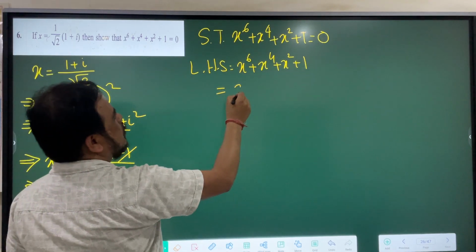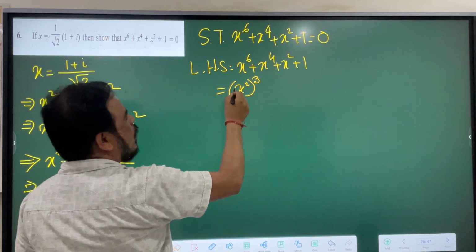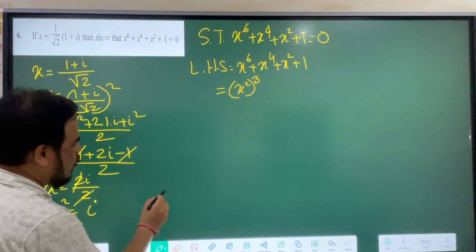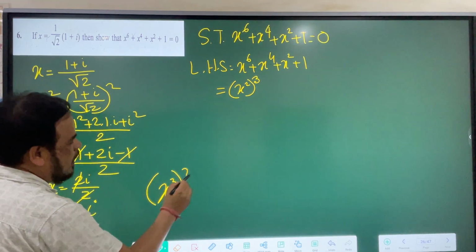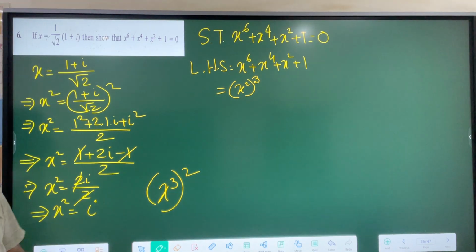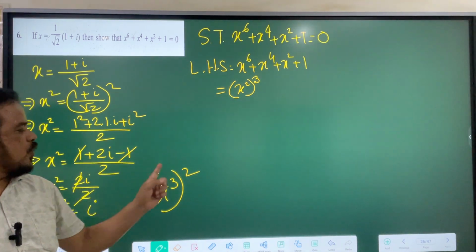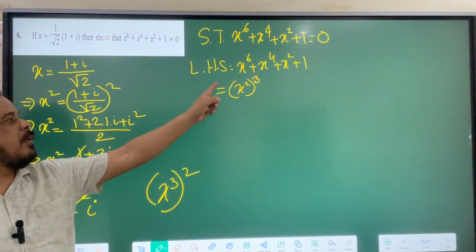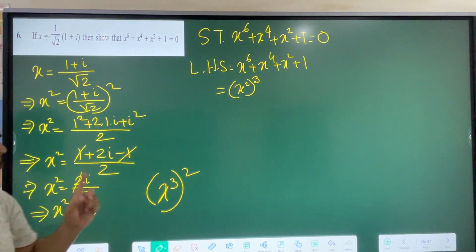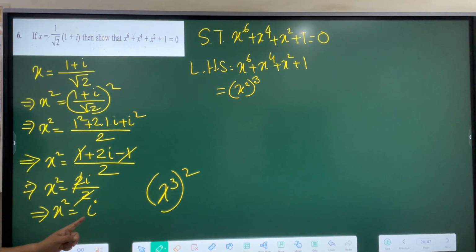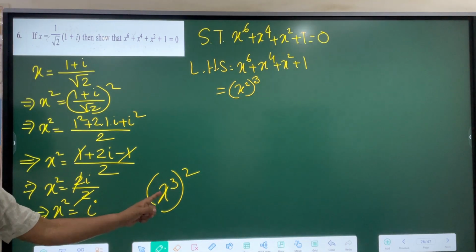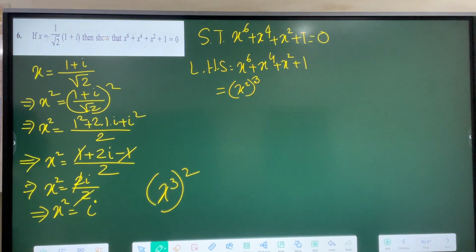Now x to the power 6, you can write (x square) cube. Why is it done like this? It could have been written (x cube) square, then also it is correct. X to the power 6, this is correct, this is also correct. But I am writing x square whole cube because we know the value of x square. That is why. We cannot write this one because we don't know the value of x cube.